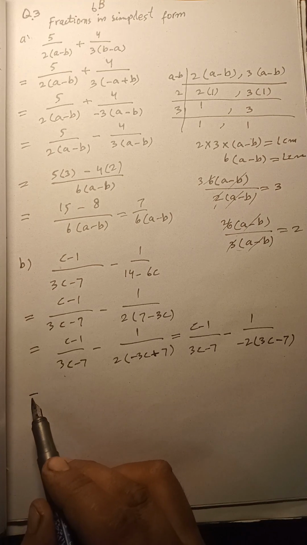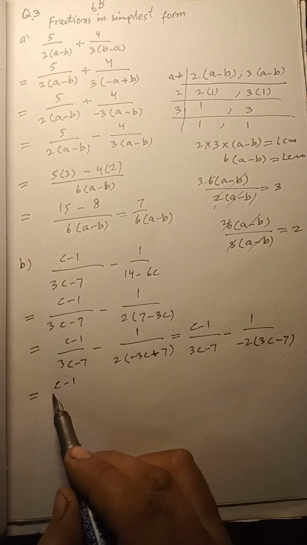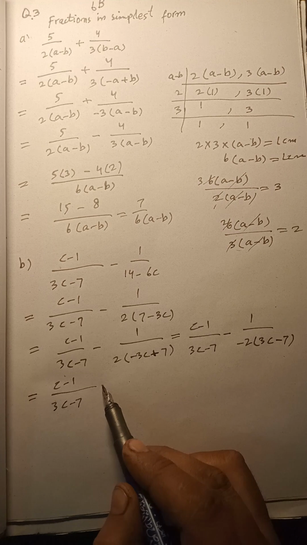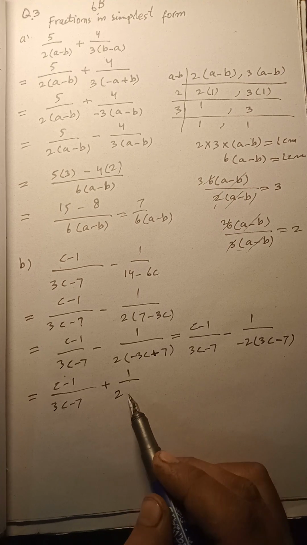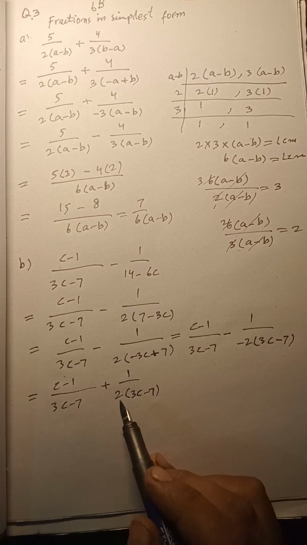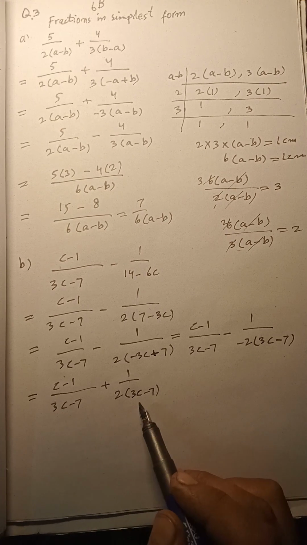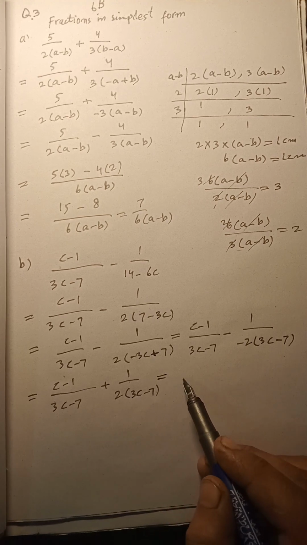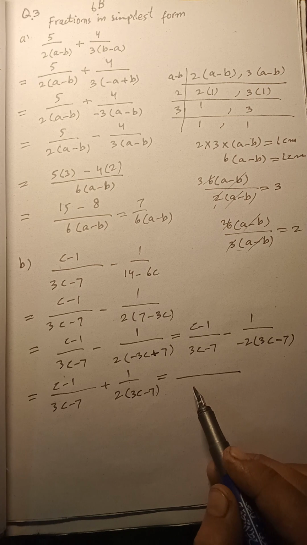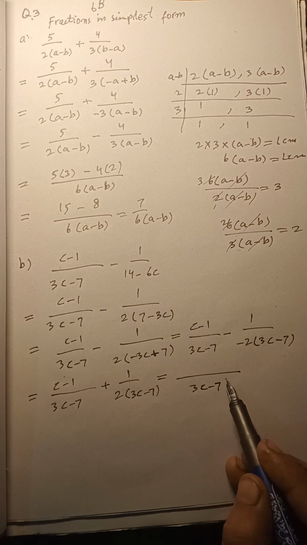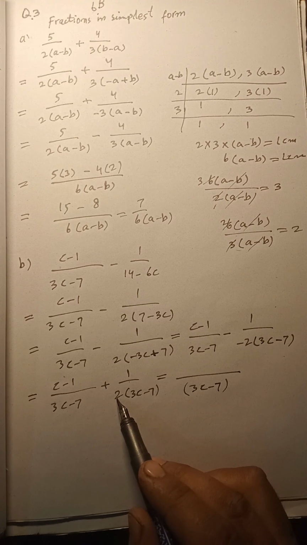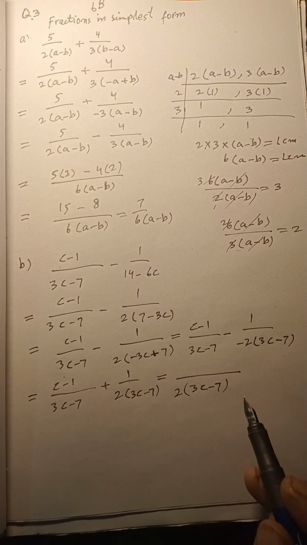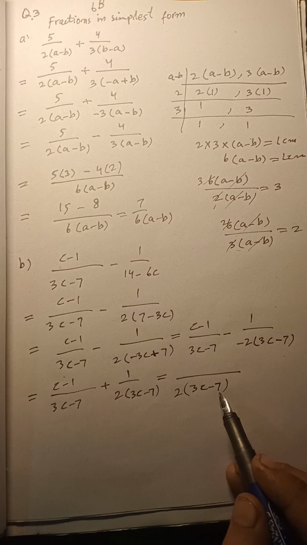Now simplify it further. (c minus 1) over (3c minus 7), this minus and this minus make plus, so plus 1 over 2 into (3c minus 7). Now you see here that 3c minus 7 and 3c minus 7 are the same, and we know that when we take the LCM, the same term is taken one time, so 3c minus 7 is taken one time, and 2 is different, because there is no 2 here, so 2 will also be taken in the LCM. So 2 into (3c minus 7) is our LCM.